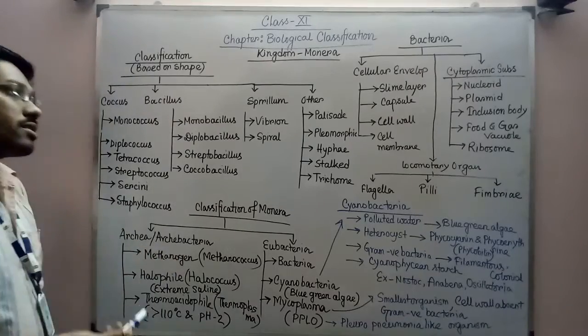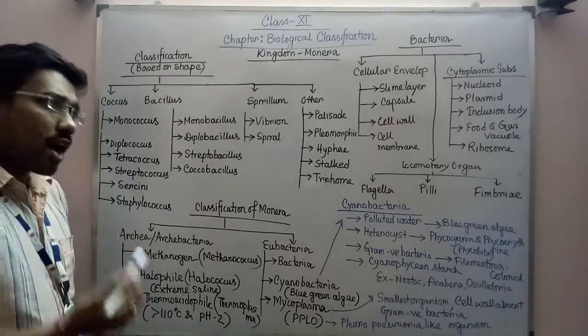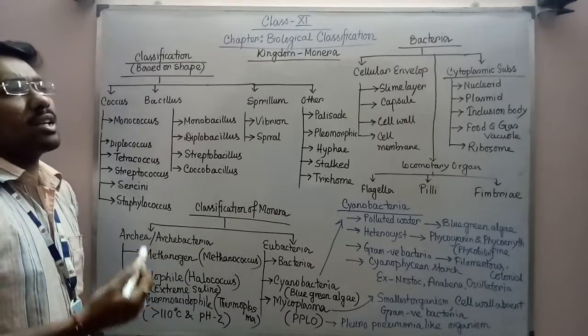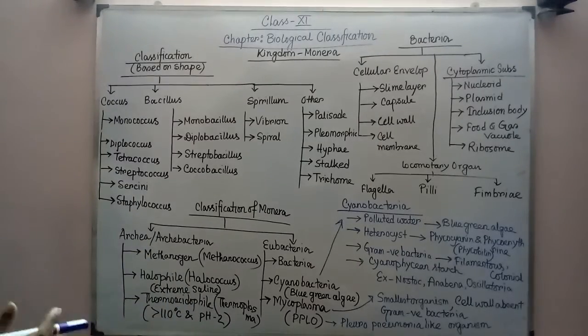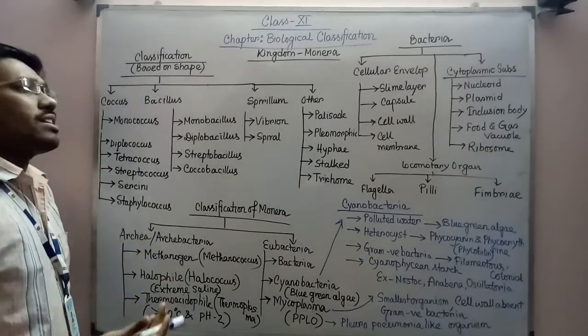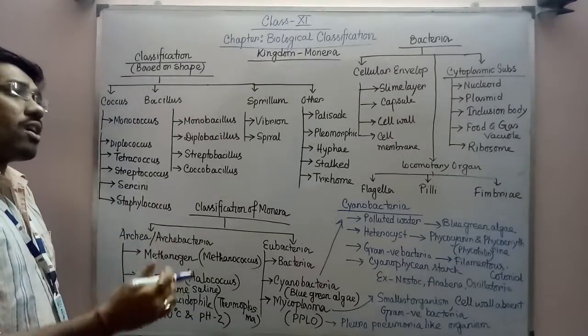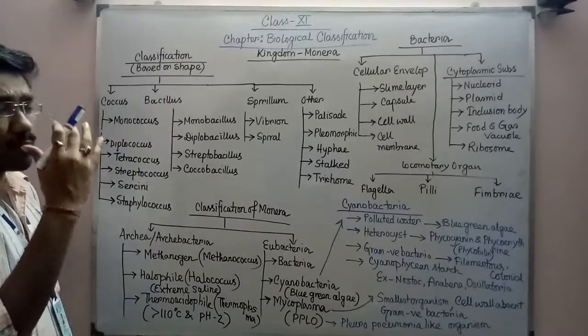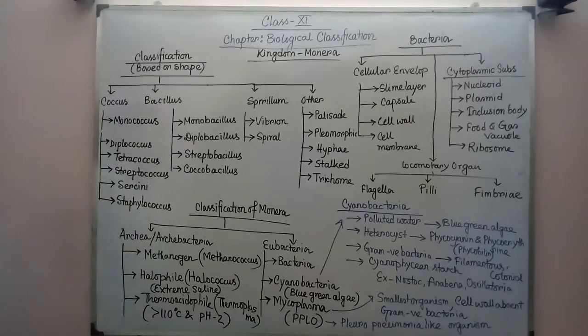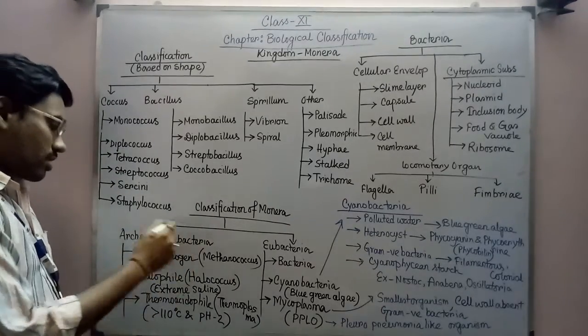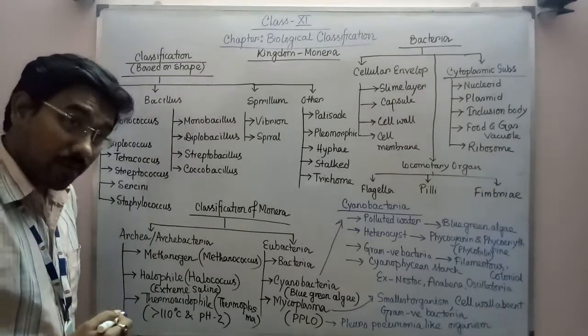Archaea or Archibacteria means these kinds of bacterial cells can survive in primitive environmental conditions, where the environmental condition was very extreme. Normal organisms can't survive in that condition, but a few bacterial cells can survive in extreme heat, extreme saline condition, or extreme pH condition. So those bacterial cells are commonly known as Archaea or Archibacteria.